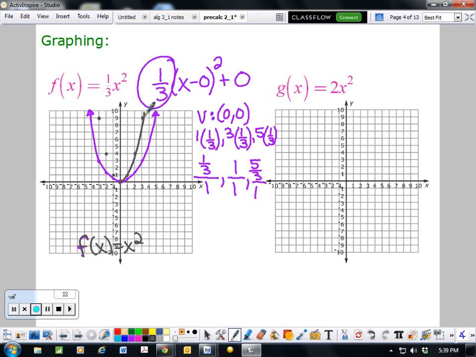And so when I compare those, the purple graph has what relationship to the original graph? It's actually wider or fatter than x squared.